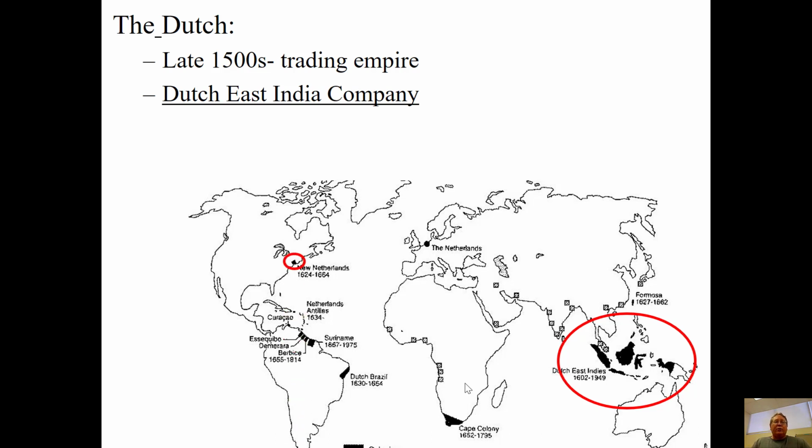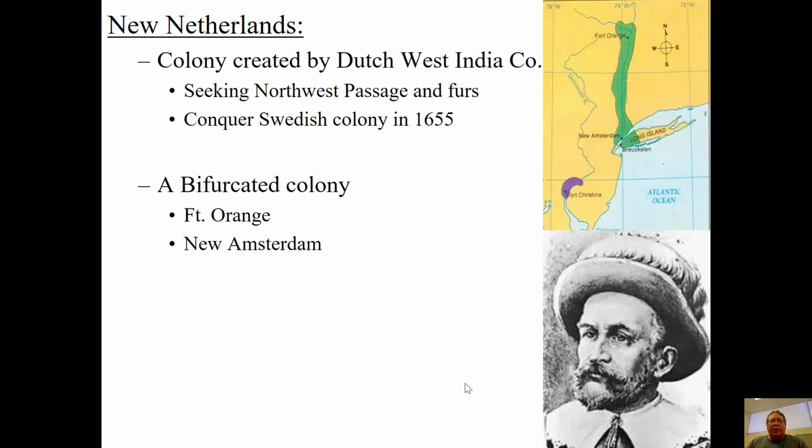There they establish a small trading post, ostensibly so they can start getting access to animal furs that are going to be useful in Europe. And they establish New Netherland, a new part of their empire in what is today New York, where New York City is.